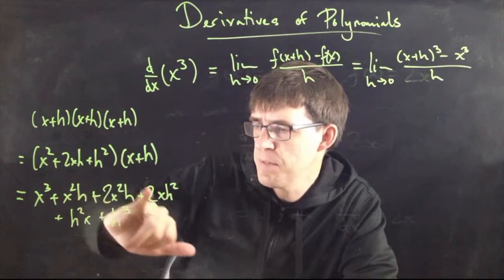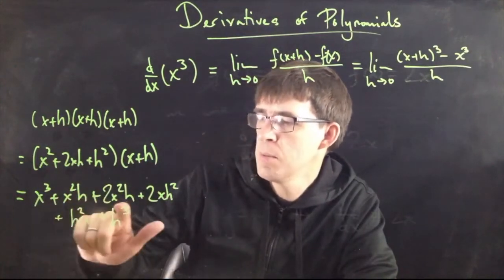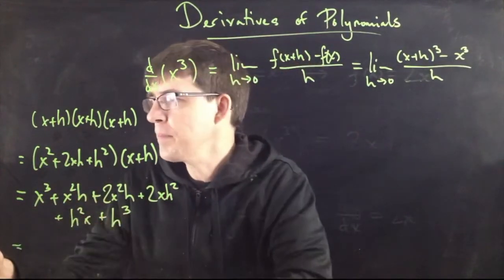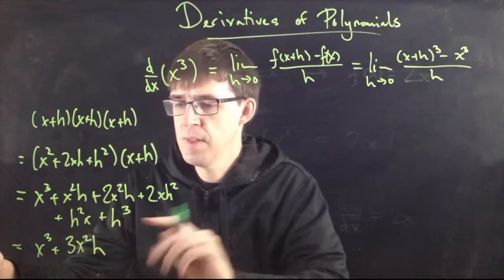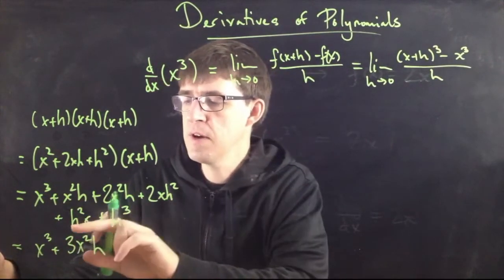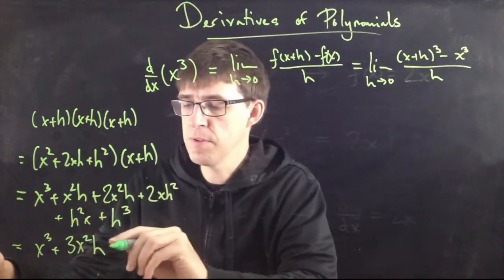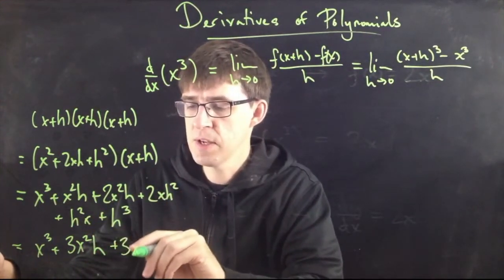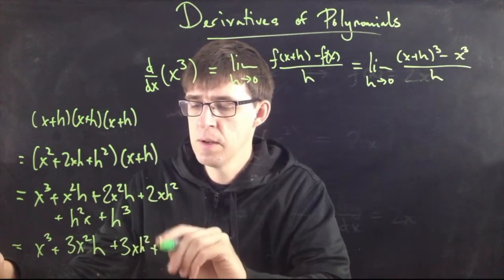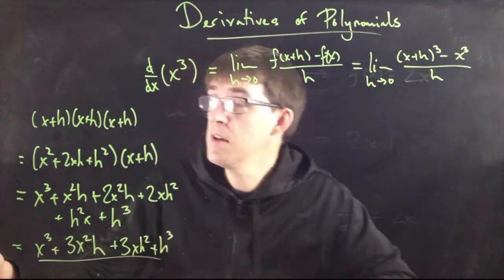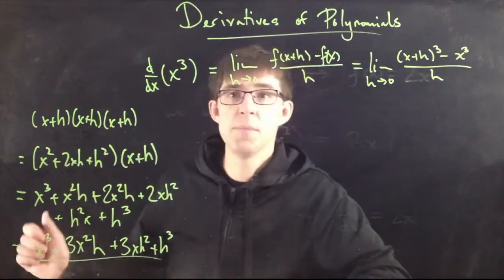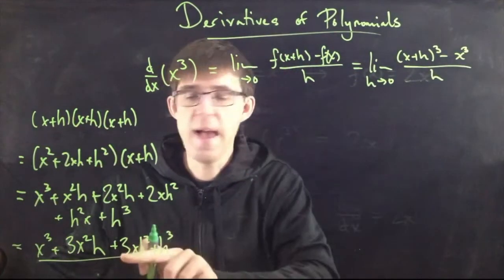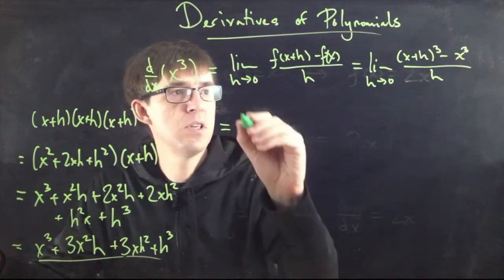Okay, some of these can combine. I have x squared h plus 2x squared h. That makes 3x squared h. Then I have 2xh squared and another h squared x. Those are the same, so I can combine those and make 3xh squared, and then h cubed. All right, that's the result of multiplying out this thing 3 times. So up here, that goes in that position right there.